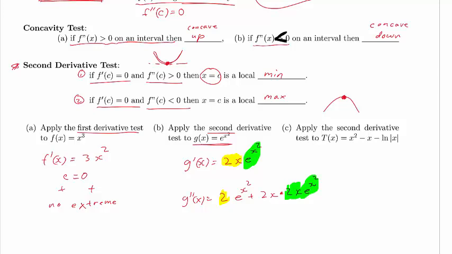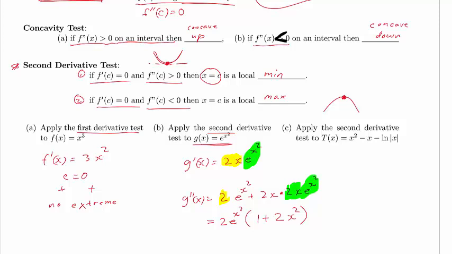All right, so let's go ahead and reduce this down. g double prime of x, we can factor out a 2e to the x squared. And that leaves us with 1 plus 2x squared right here.